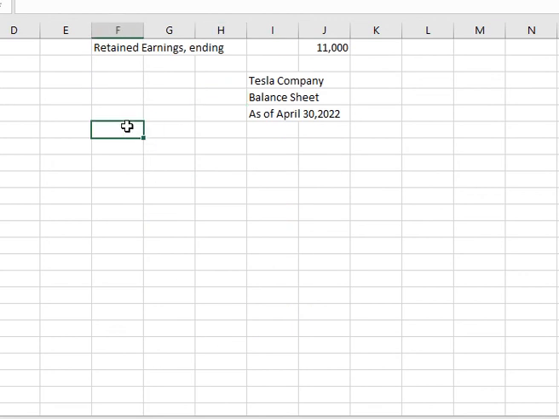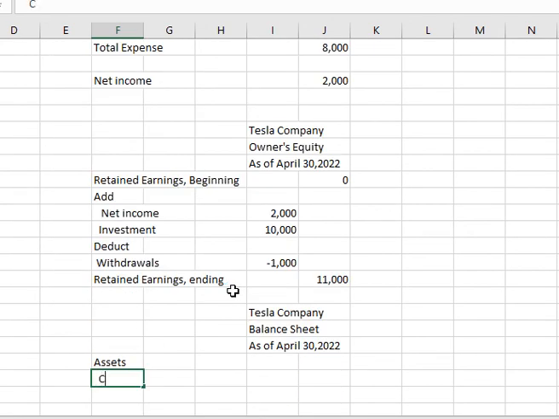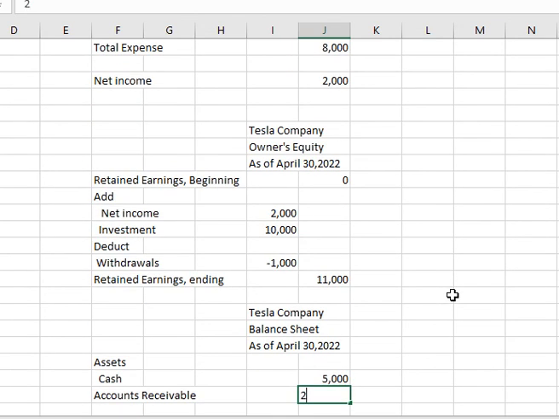So we put the assets. For the assets, we know that we have cash. That's 5,000. Accounts receivable, we know that this is 20,000. We put it in here.